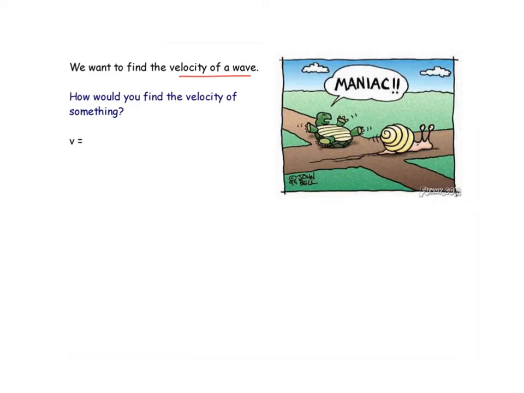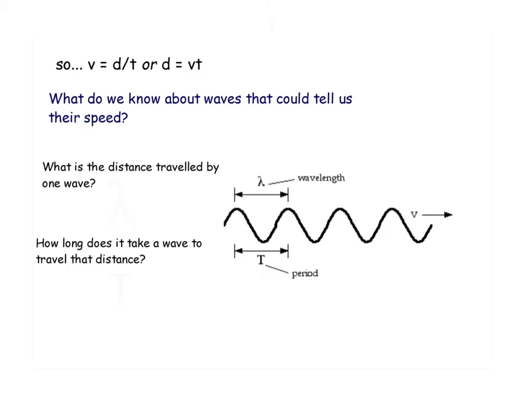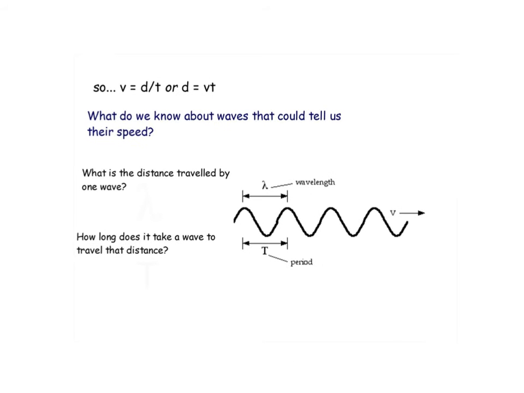Now, if we wanted to find the velocity of something that was traveling with uniform motion, velocity would just be distance over time. And we can do the same thing for a wave. When we talk about distance and time, there are a couple of different quantities that we use for waves. The distance traveled by one wave is the wavelength. That's the distance of one wave.